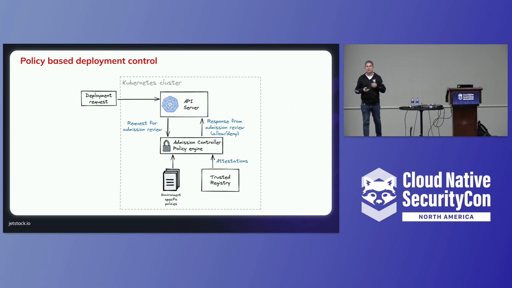And then the other thing that we're going to look at, and there have been quite a lot of demos about admission controllers like Kyverno and Gatekeeper. So really what we're doing here is using one of those types of admission controller, where you can write policies that say, if this image hasn't been signed, or if this image doesn't possess a particular attestation, then don't let it be deployed into this particular runtime environment.